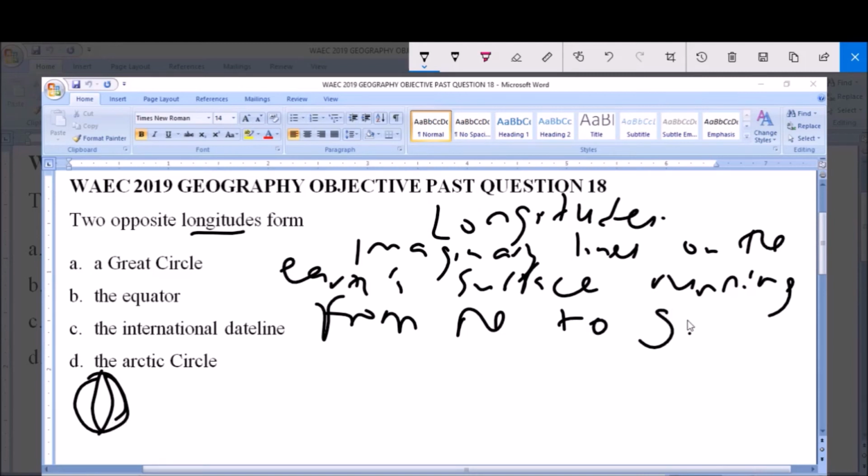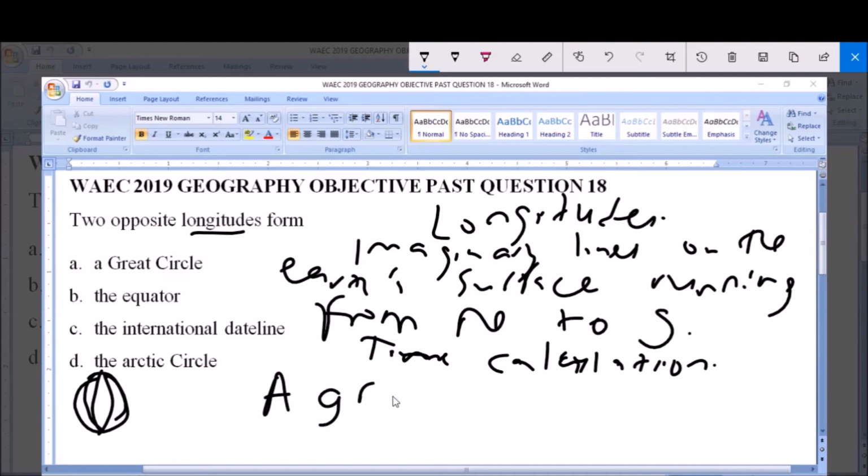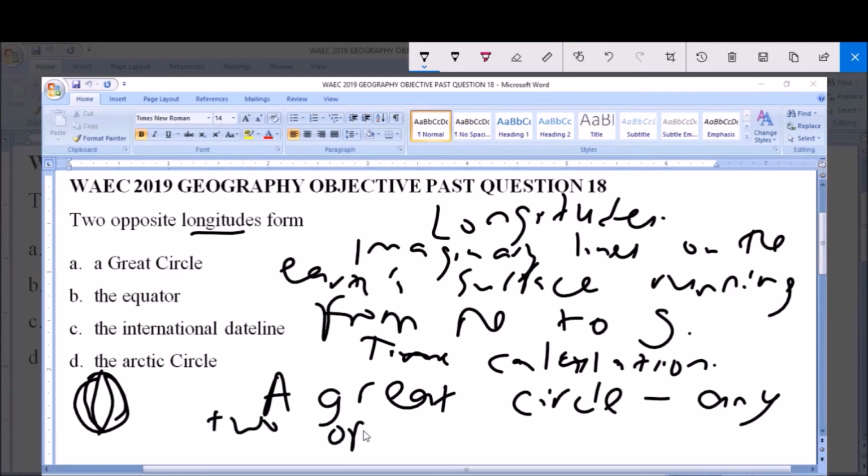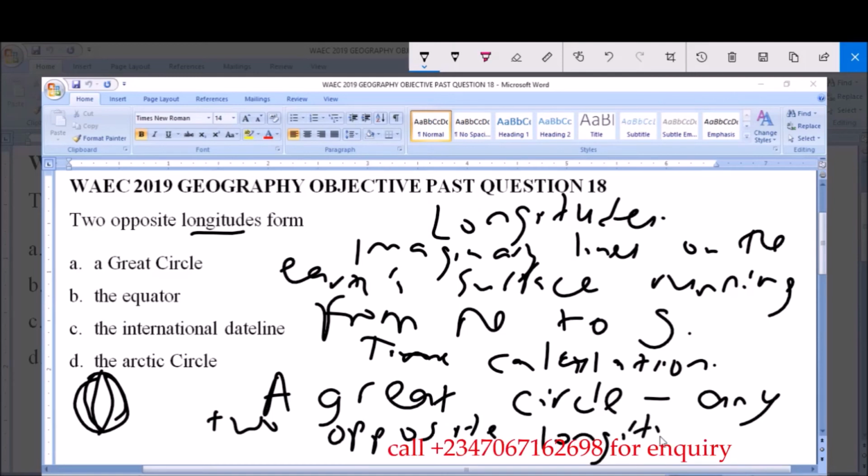So these longitude lines, their major importance is time calculation. They are used to illustrate time and also to calculate time differences. Now when you have any two longitude lines opposite each other, they form what is called a great circle. So a great circle is formed by any two opposite longitude lines.